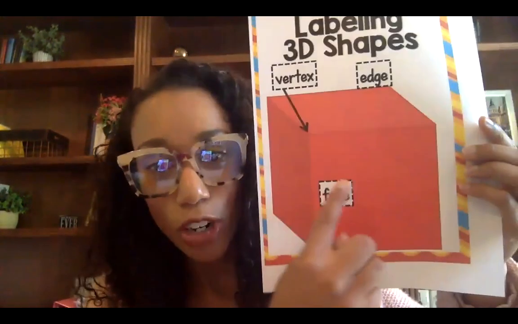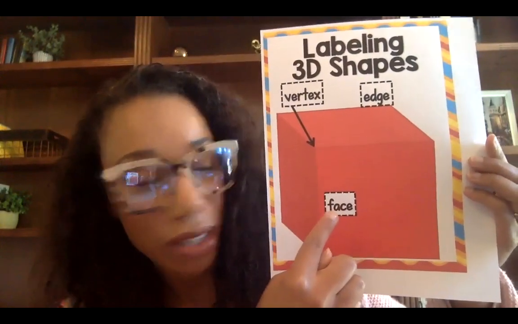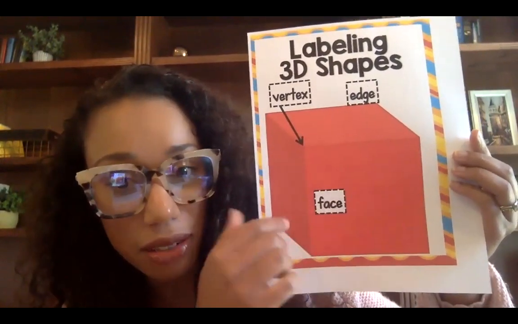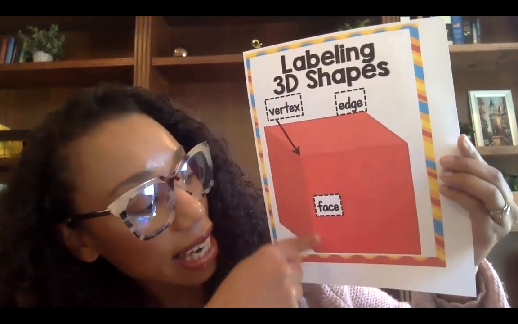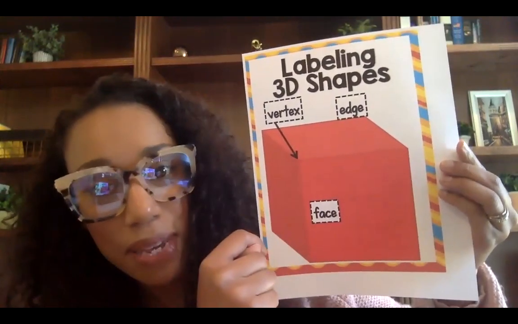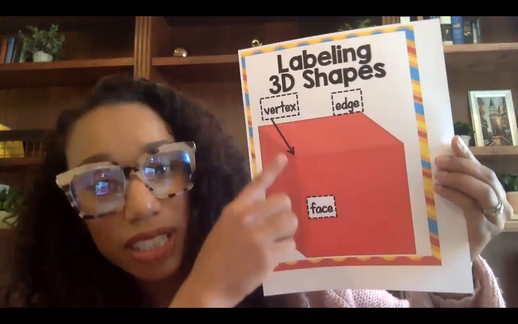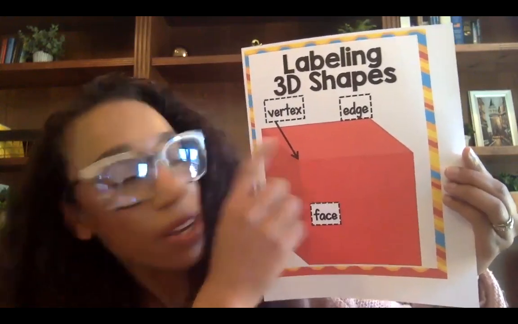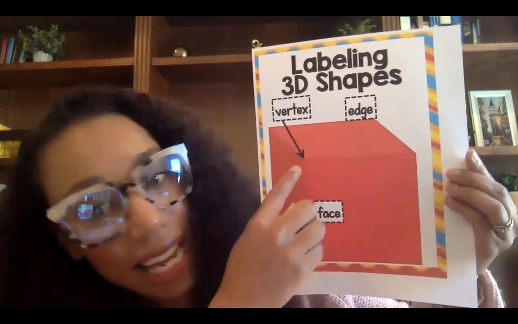Let's get started. So yesterday, let's review, rewind our brains. Yesterday, we learned about the three different parts of a 3D shape, right? Let me grab my paper here. We learned how 3D shapes have what is called a face, that flat surface. We learned that 3D shapes have something called edges, those line segments that connect and make up the 3D shape. And then we also learned about the vertex or vertices, which are those points, right here, where the edges meet, okay?